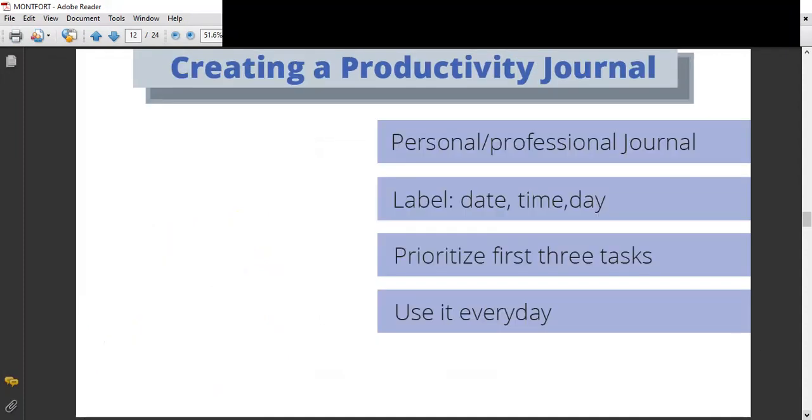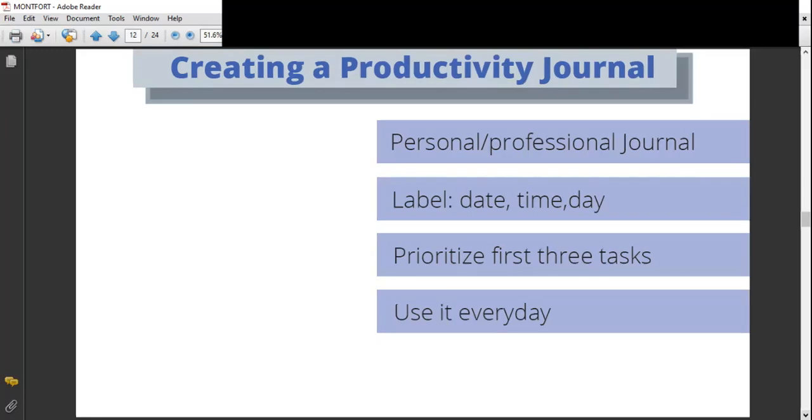Now, creating a productivity journal. Yes, some lists are there. You can make a note. The first one is a personal and professional journal. We shouldn't mix our personal life and professional life. Both are entirely different from each other.